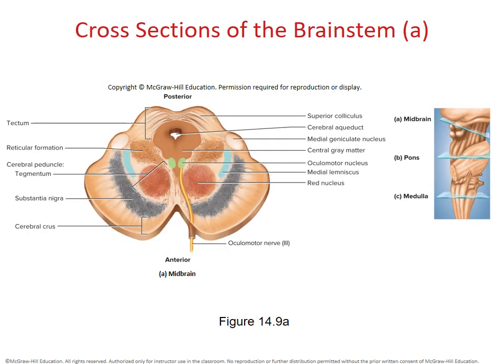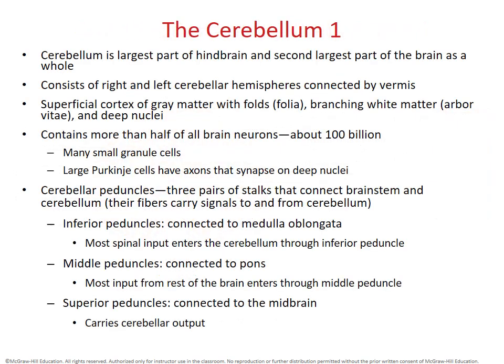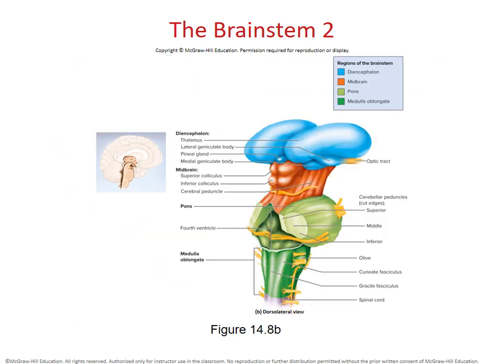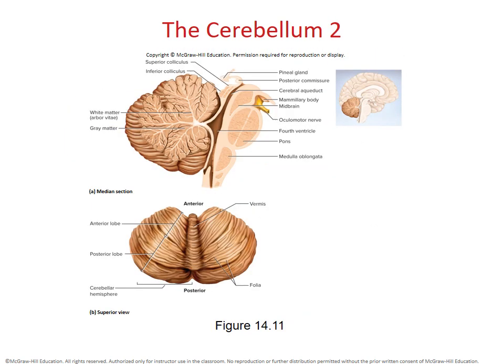Again, here's a view through the brainstem. Cerebellum. The cerebellum indeed is, as we said, the second largest part of the brain. 50% of the brain's neurons, about 100 billion neurons, are in the cerebellum. And the cerebellum has traditionally largely been associated with coordination of motor activity. So here's a picture of the cerebellum, again sitting behind the midbrain and the pons.